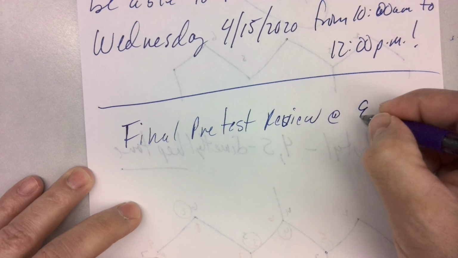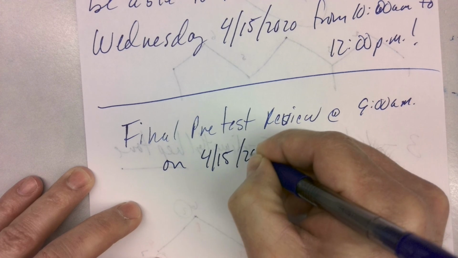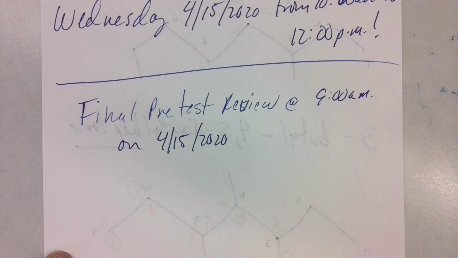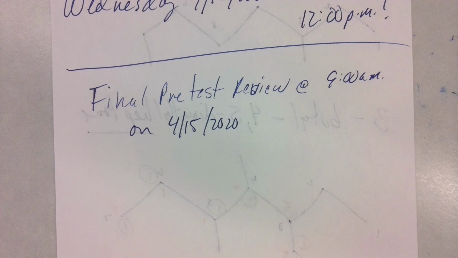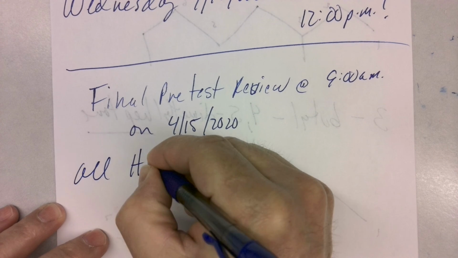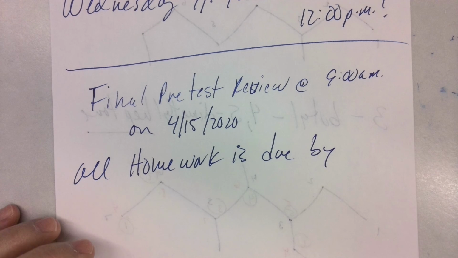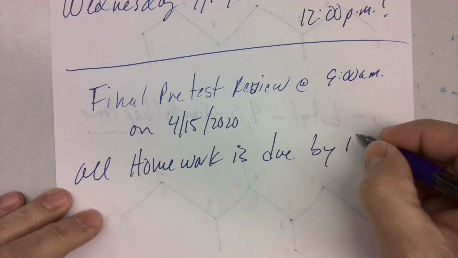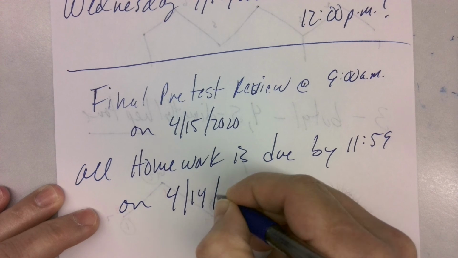So then we will do a final pre-test review at 9 a.m. on 4/15. Just like we did last time. I thought, do you guys think that helped? Yeah? So we'll do that final pre-test review. Okay? So that means all homework is due by, what's that make it? 11:59 on 4/14, right? Okay?